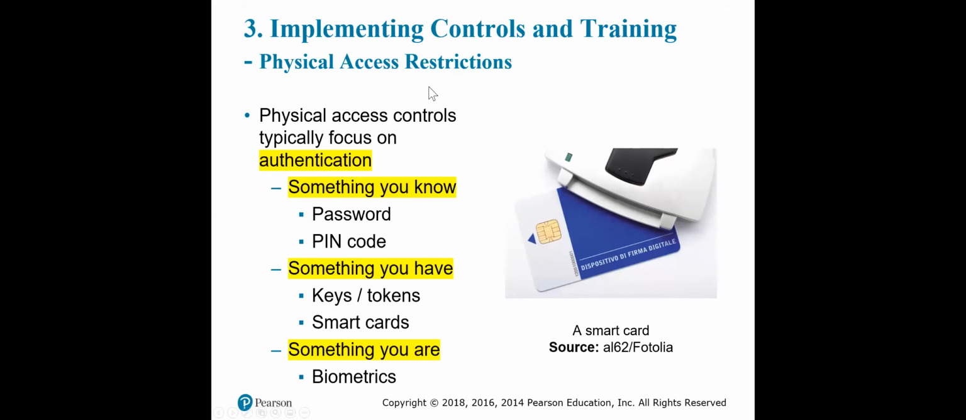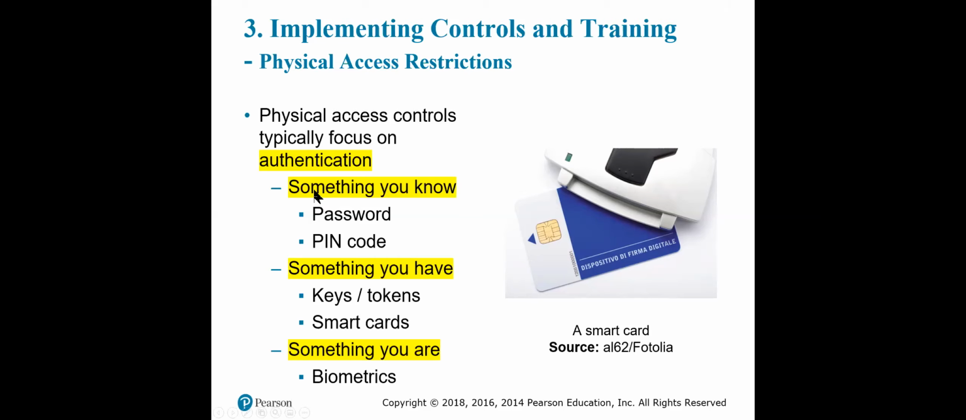Physical access restriction typically focuses on an individual identifying him or herself, and then one or more forms of authentication being utilized to verify the stated identification. Authentication is the process of verifying that identity. There are three ways of verifying the identification.